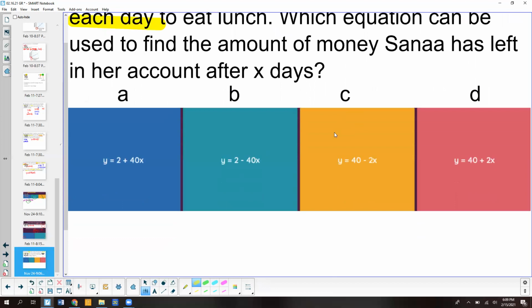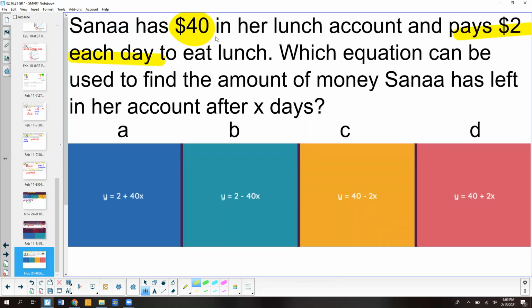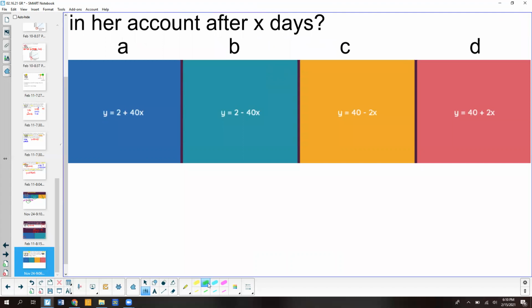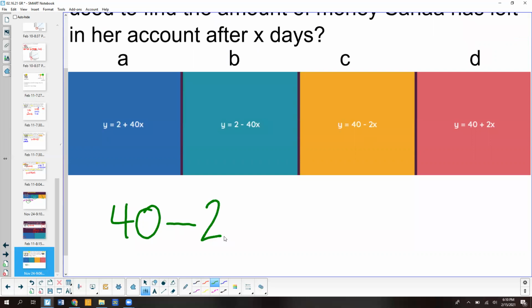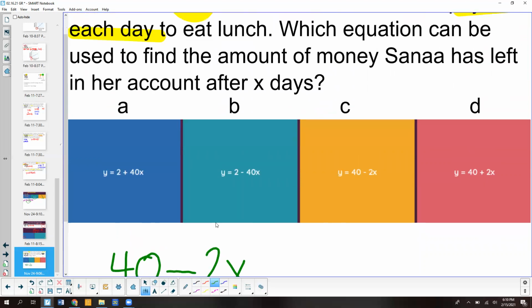Thinking back to our algebra unit, if you're spending money each day on something, that money is leaving your account, it's going away. So in this case, we have $40, that's what we're starting out with in her lunch account. We're spending money, so it's going to be subtraction, $2 each day. So we're looking for 40 minus 2x.